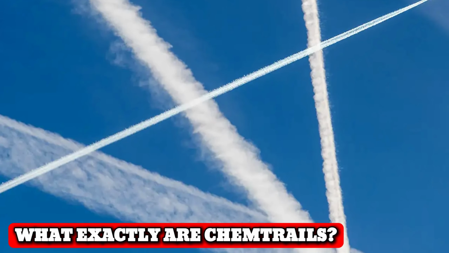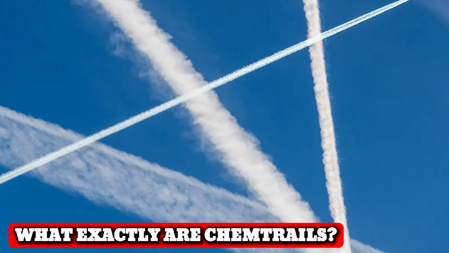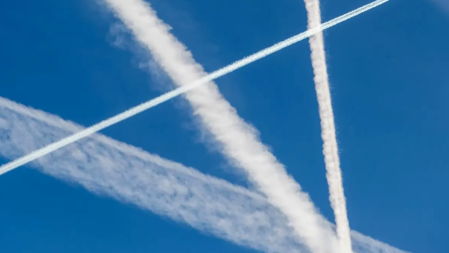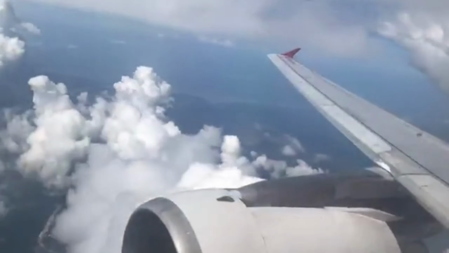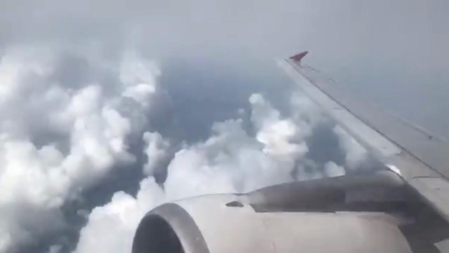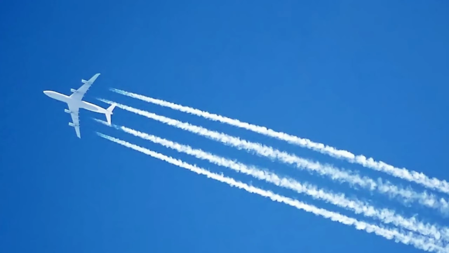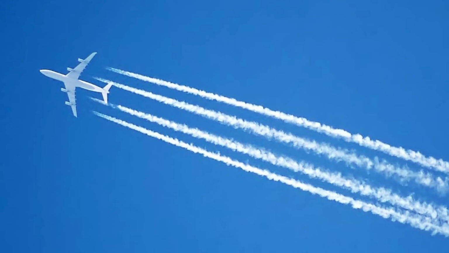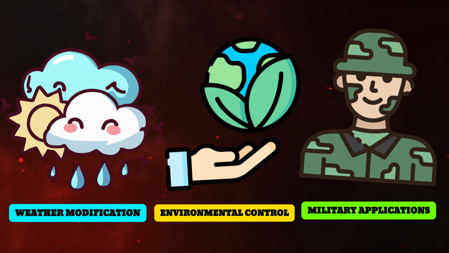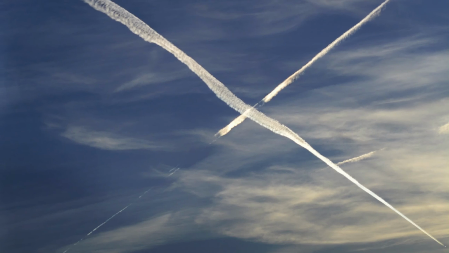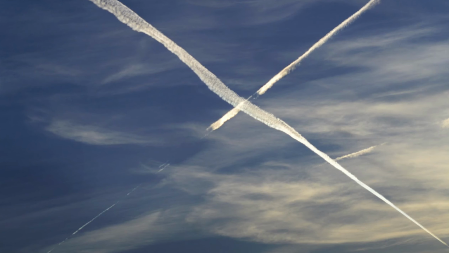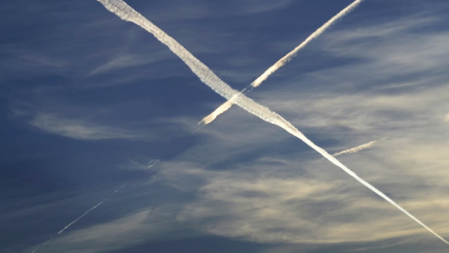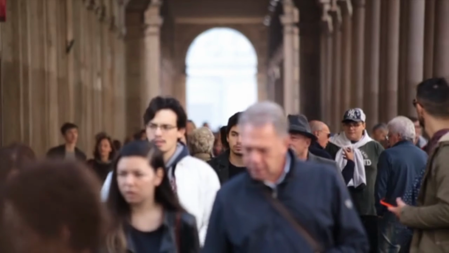What exactly are chemtrails? The word chemtrail is a blend of chemical and trail, suggesting that the visible trails left by planes contain more than just water vapor. Some proponents of this theory claim that these trails are actually chemical agents being sprayed from planes for various purposes, such as weather modification, environmental control, or military applications. However, the specific claims can vary widely, and not all believers suggest nefarious motives like mind control or population reduction.